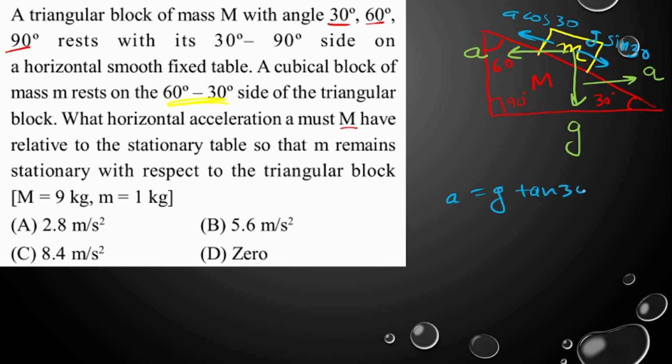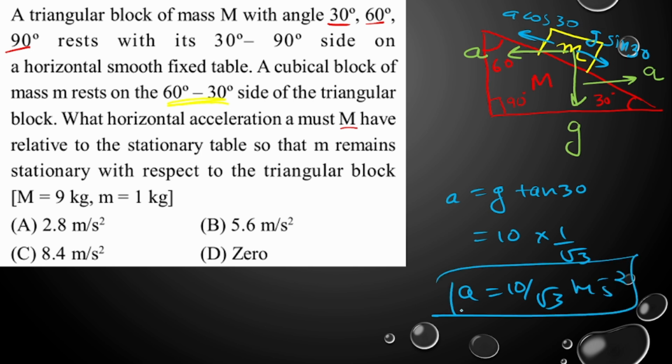From here we can compare: a equals g tan 30. g is 10 and tan 30 is 1 upon root 3. So the answer is 10 upon root 3. Simplify the equation and you will get the answer. Whatever it is, use your calculator, use your mind, and you will get the correct answer.